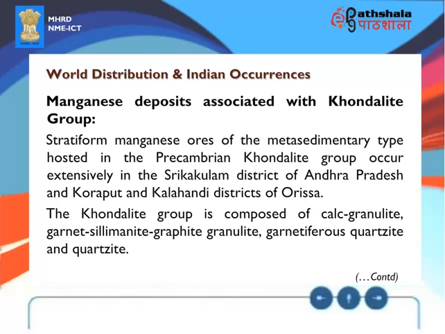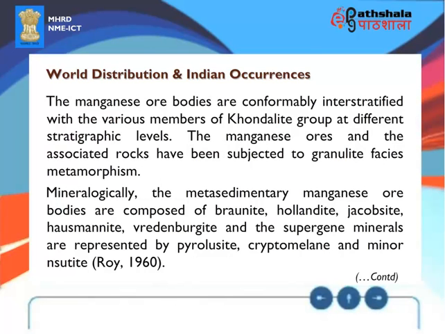Manganese deposits associated with Khondalite Group. Stratiform manganese ores of the metasedimentary type hosted in the Precambrian Khondalite Group occur extensively in the Srikakulam district of Andhra Pradesh and Koraput and Kalahandi districts of Odisha. The Khondalite Group is composed of calc-granulite, garnet-sillimanite-graphite granulite, garnetiferous quartzite, and quartzite. The manganese ore bodies are conformably interstratified with the various members of the Khondalite Group at different stratigraphic levels. The manganese ores and the associated rocks have been subjected to granulite facies metamorphism.